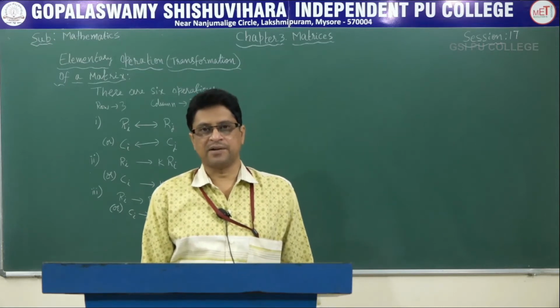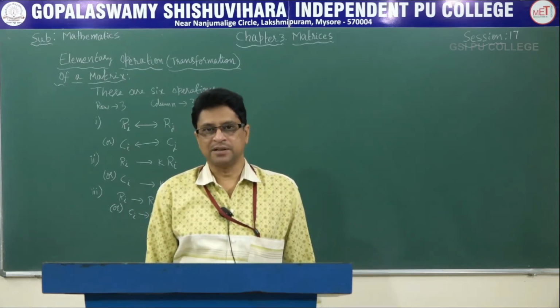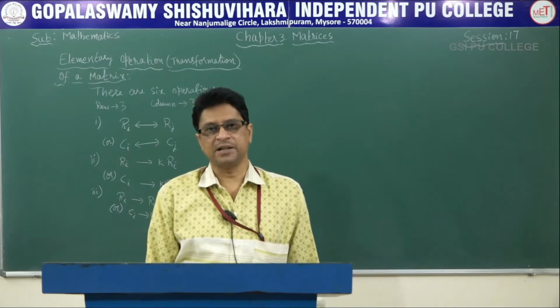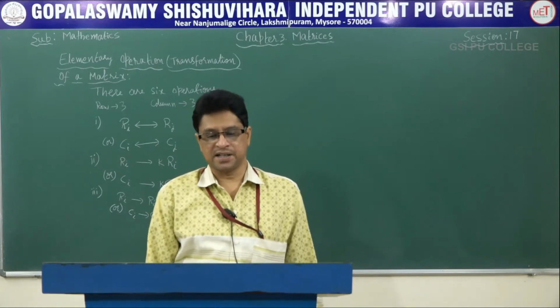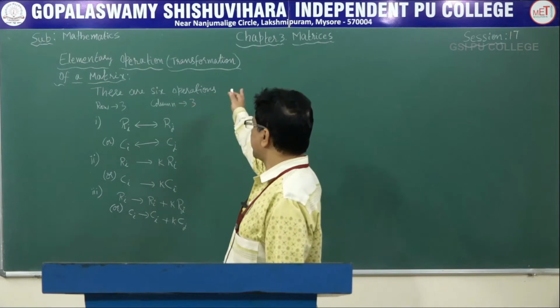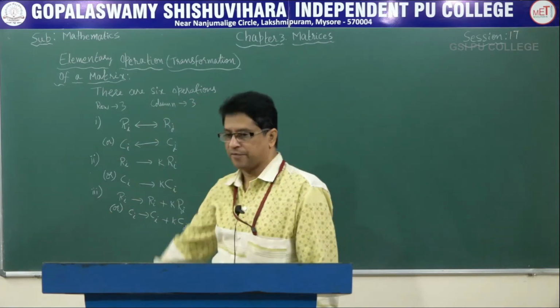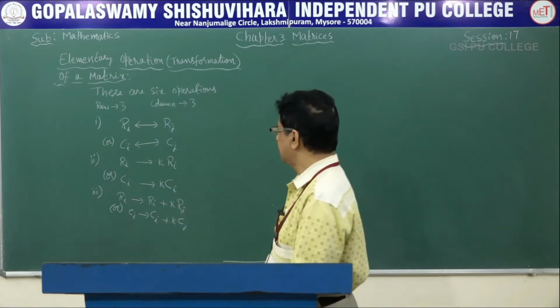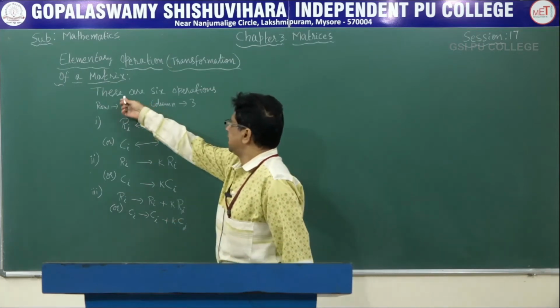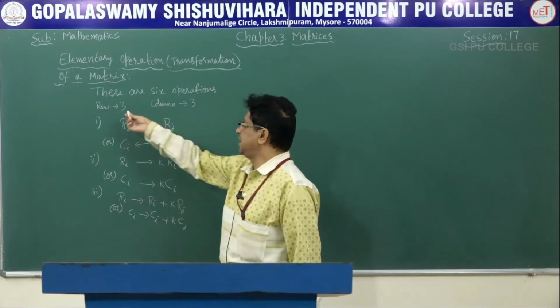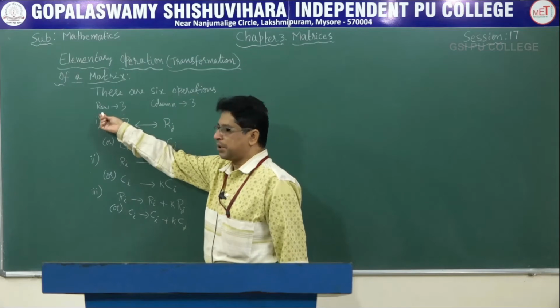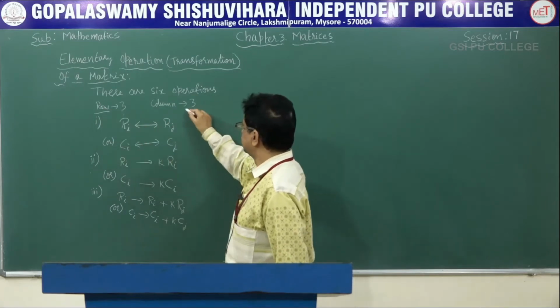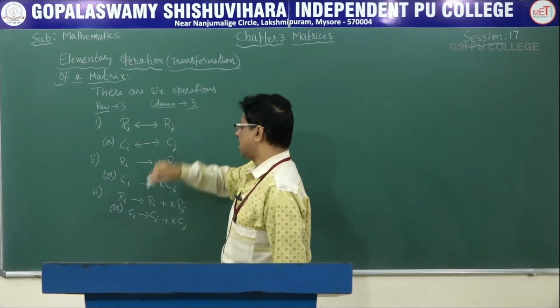In the last class we have discussed the problems on symmetric and skew symmetric matrices. Today let us discuss about the elementary operation or the transformation of a matrix. So there are 6 operations. 3 operations are due to row and 3 operations are due to column.